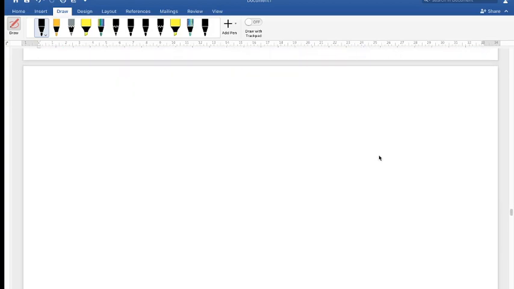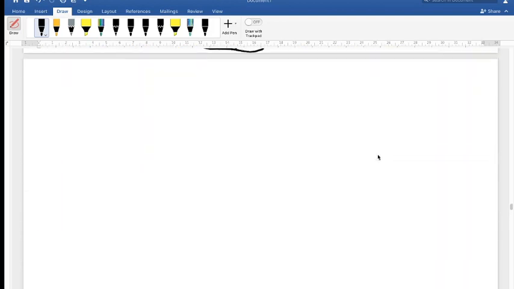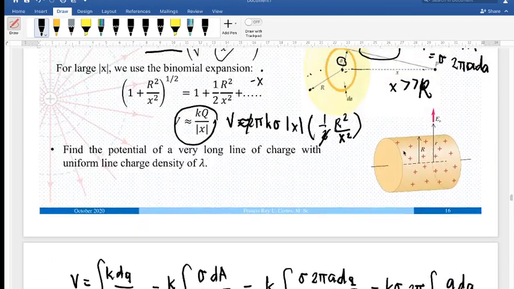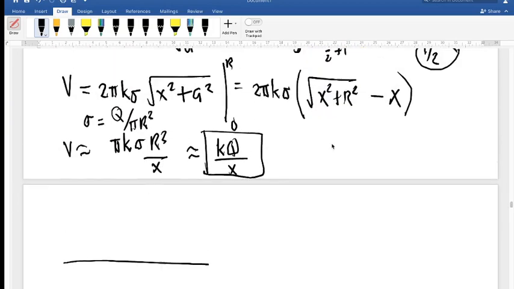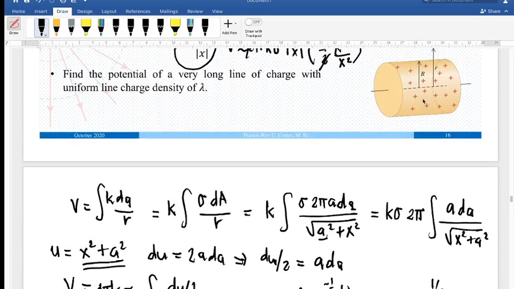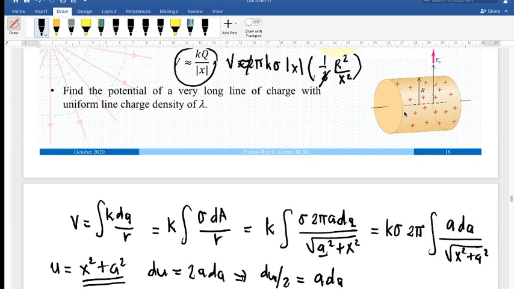Yes, that's it. So the next example is the line charge. Suppose I have a line charge here that is positive, a positive line charge with charge density lambda. So you have to find the potential anywhere in space.